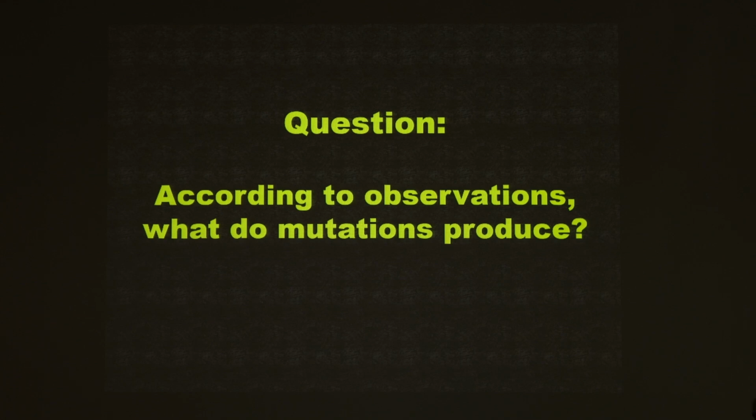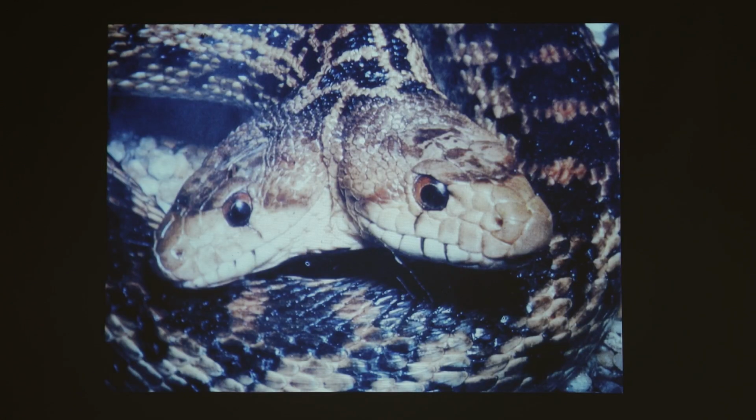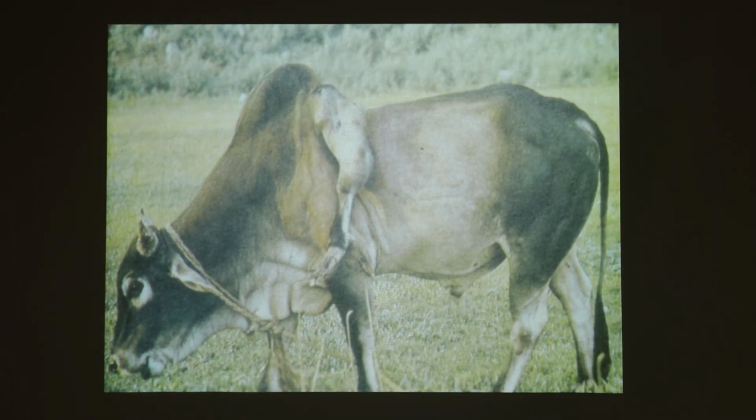According to observation, what do mutations produce? Well, mutations can produce two-headed snakes. And we might say, oh, is this a beneficial mutation? Well, perhaps the snake is able to see better and catch a mouse that's running by with two heads rather than one. But if the snake is running away from a predator, don't you see the disadvantage of the fork hitting all the sticks and pieces of grass while it's trying to get away?